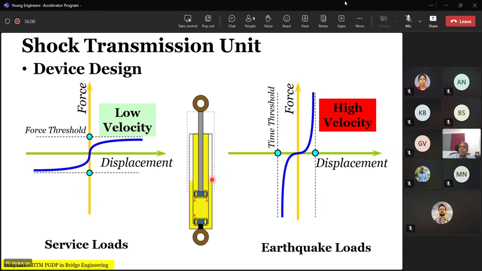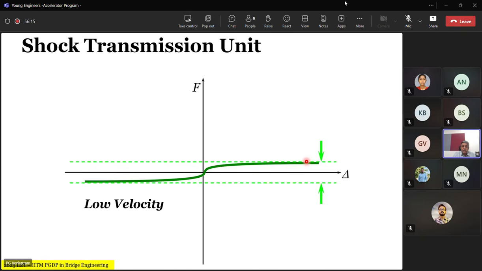Okay. But when it comes to high velocity, there will be no relative movement. It will stop. The force will keep on increasing. The displacement will stop there. Then what happens is the superstructure and substructure will displace together. So why do we use it? We'll see the applications of it a little later.